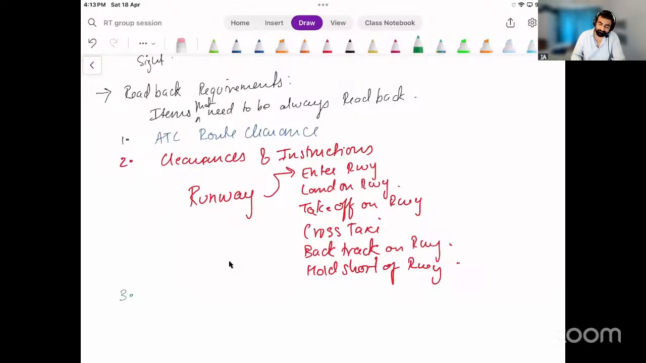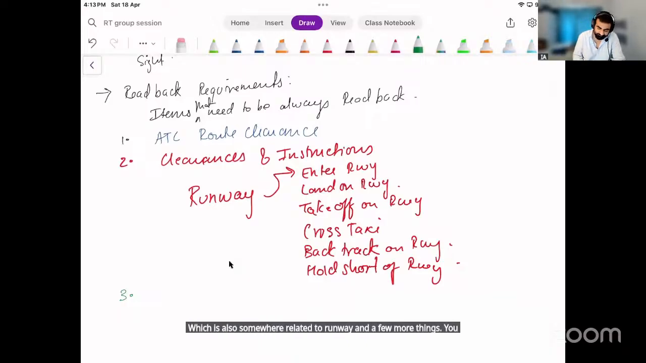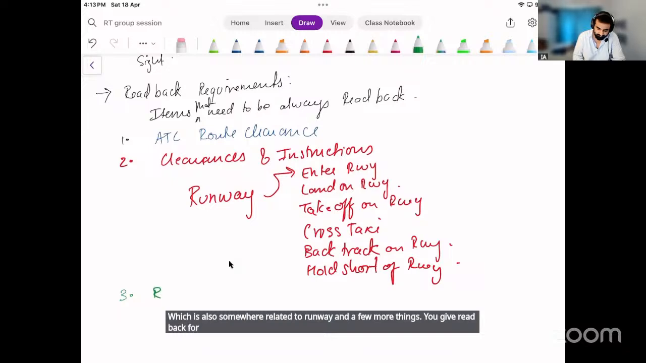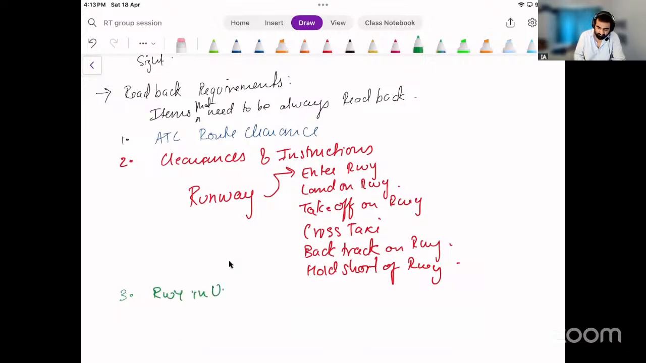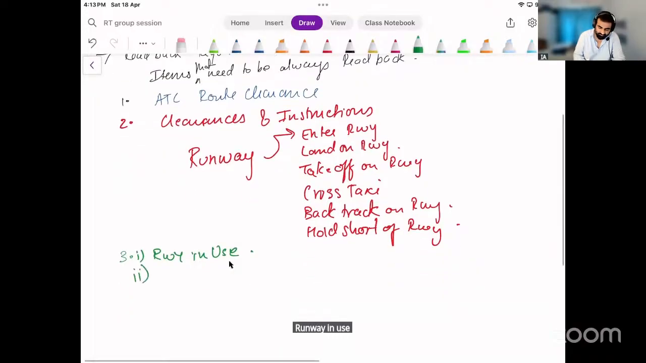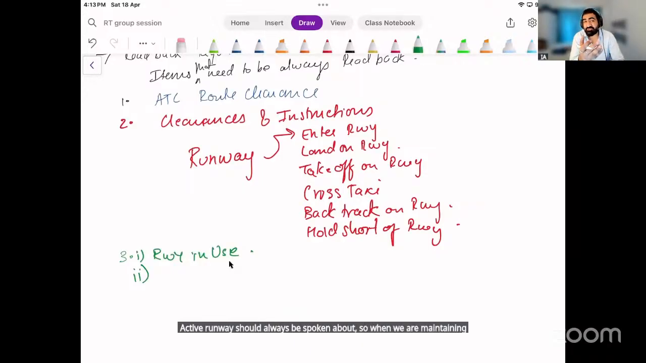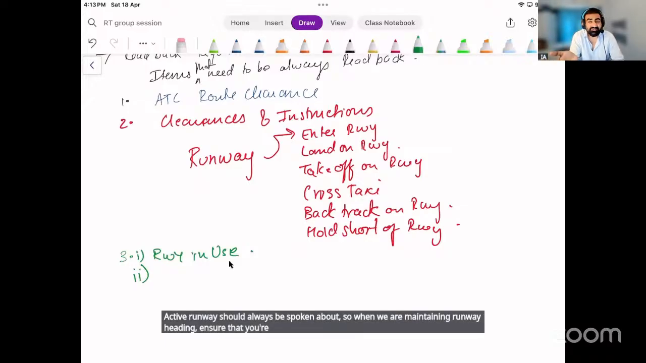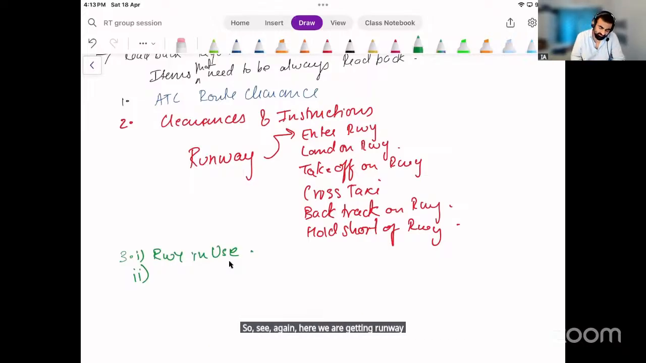Another thing, which is also somewhere related to runway and a few more things, you give readback for runway in use. Active runway should always be spoken about. So when we are maintaining runway heading, ensure that you're mentioning name of the runway as well. Basically, this is about the readback. So see, again, here we are getting runway. Then we have altimeter settings.